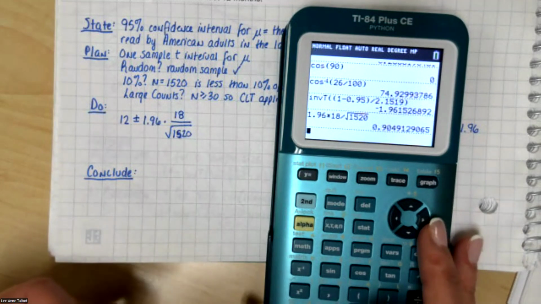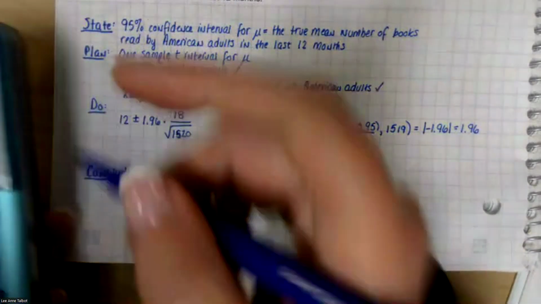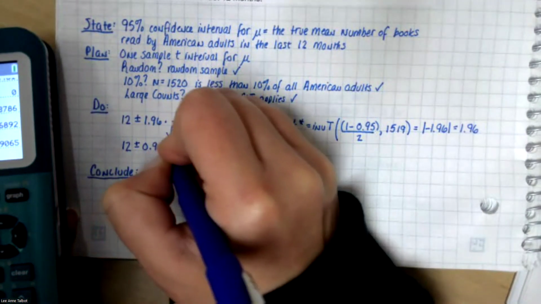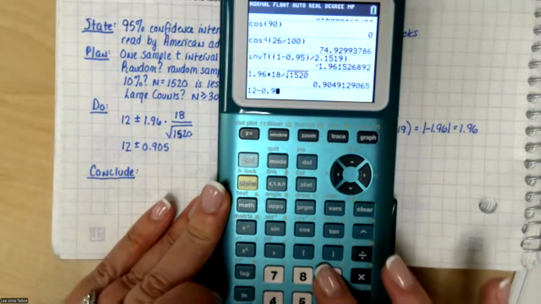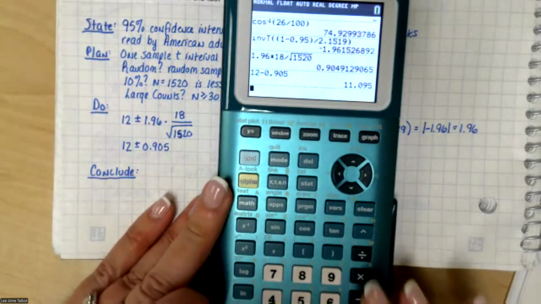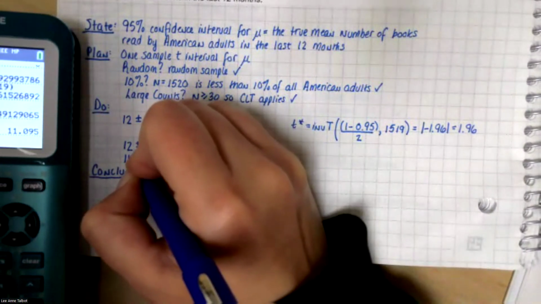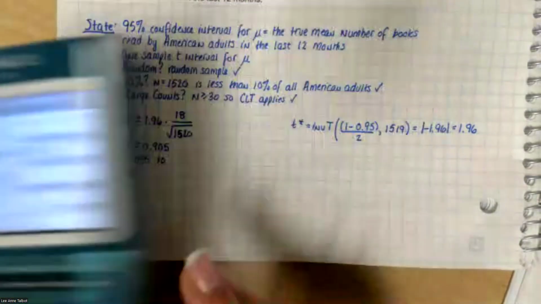I don't know why College Board doesn't just give us a number. I really wish they would, but they will not. They refuse to. Okay, so I go 12 minus 0.905 is 11 point. I feel like I should be able to do this in my head. But that's okay. Oh, I can do that one in my head.